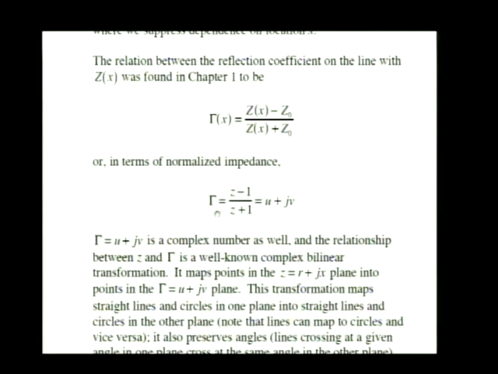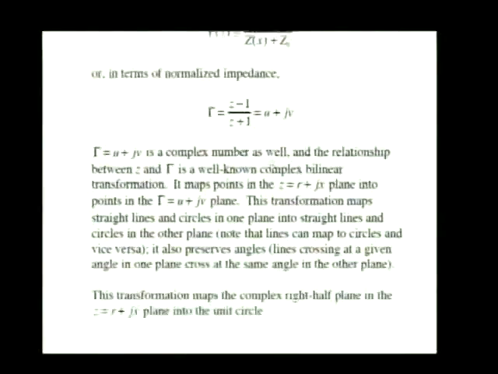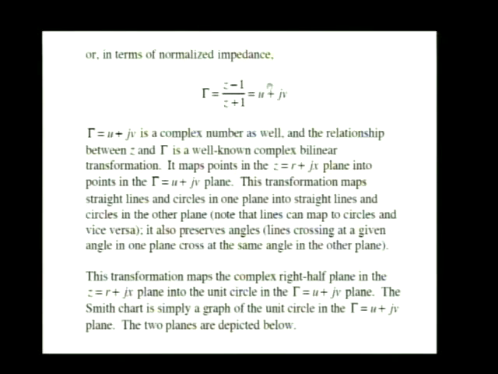The reflection coefficient is itself a complex number, because z is in general a complex impedance. And we call the real part of the reflection coefficient u, the imaginary part we call v. This is the relationship between z and gamma, or between r plus jx and u plus jv. That's a well-known transformation for mathematicians. Mathematicians call that a complex bilinear transformation.